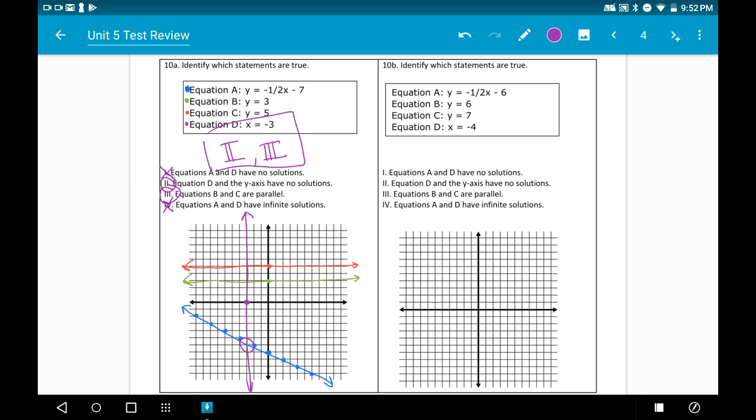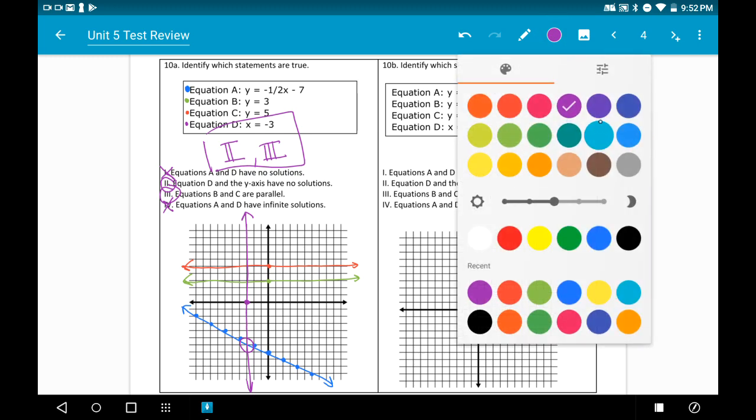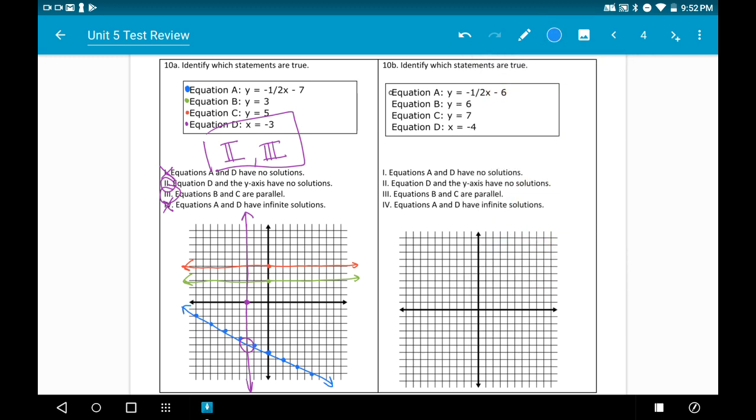Last one, 10B is almost the exact same. So again, I'm going to graph these same colors as before. First one, intercept is at -6. And our slope is -1/2, so down 1, right 2. Or up 1, left 2. And draw the line.